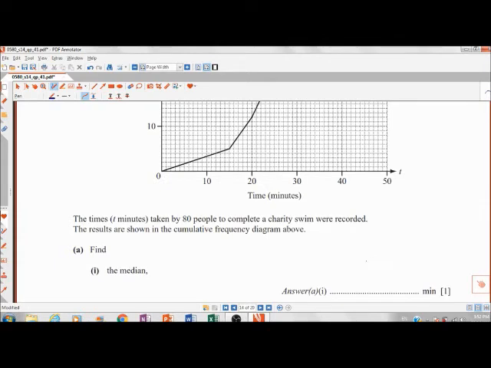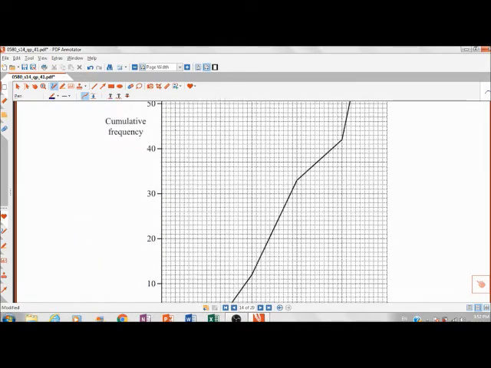Alright, the times t taken by 80 people to complete a charity swim were recorded. The results are shown in the cumulative frequency diagram above. For this one, they want the median. So how to find the median? You can find it like so.